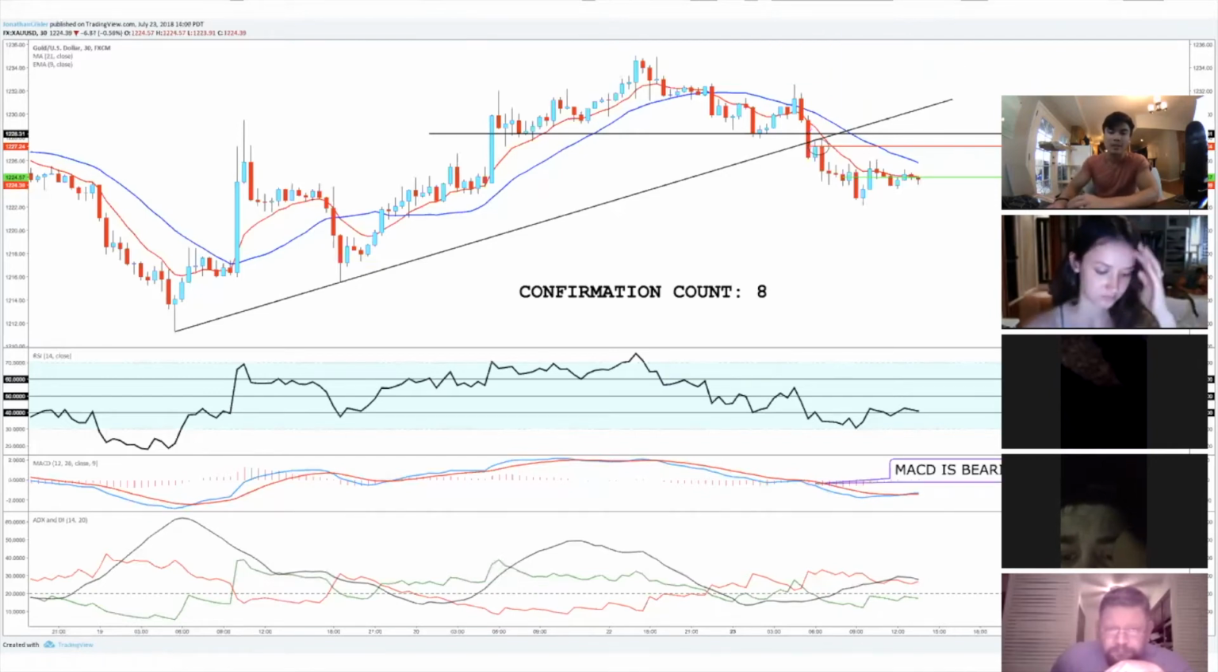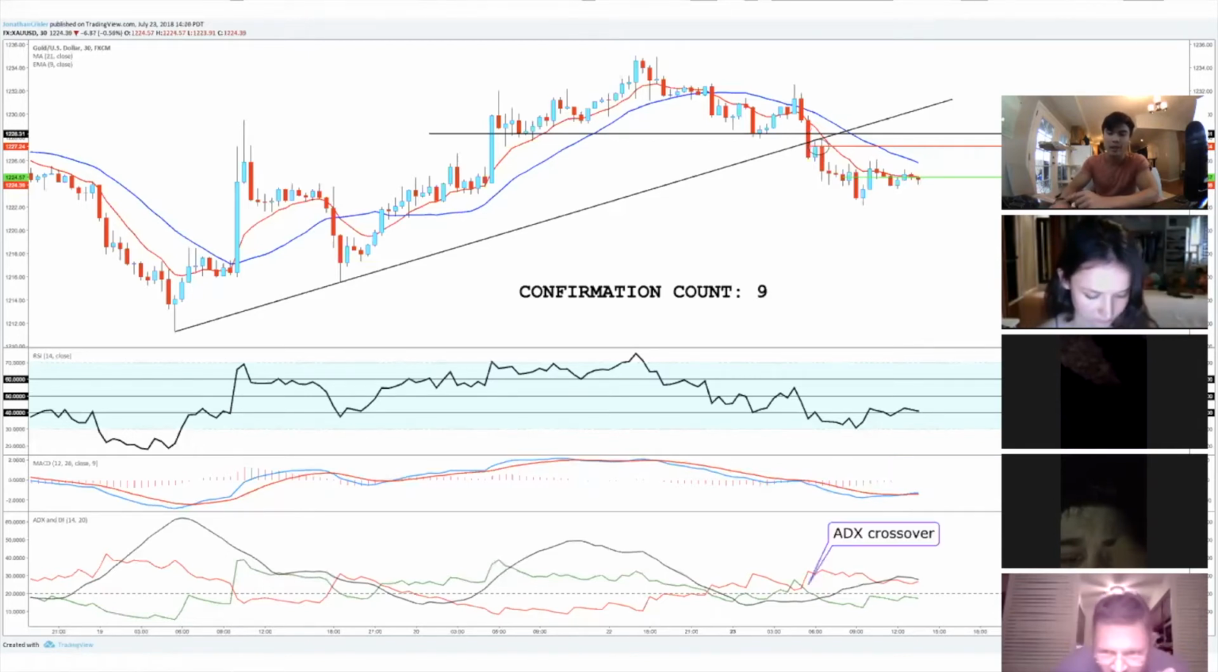We can see in the MACD that it is bearish when the sell occurred, giving us another additional confirmation that price is going down. And then we see the ADX, we see the negative DI line cross above the positive DI line, telling us that there is more bearish momentum than bullish momentum, giving us 9 confirmations.